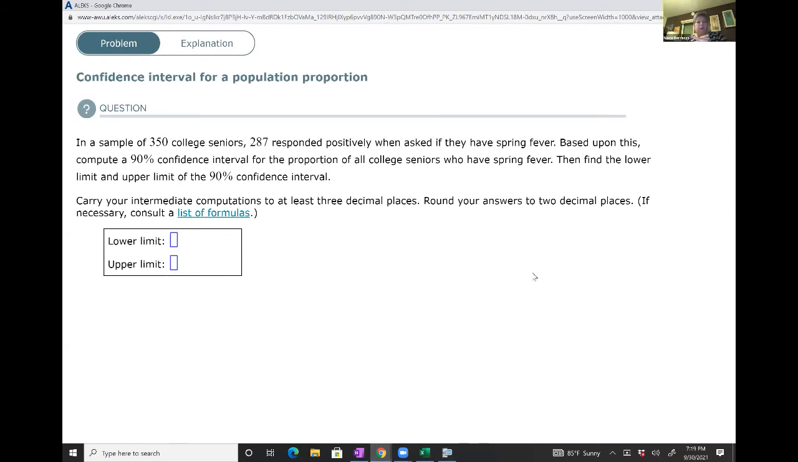There you go. Here's another question. Let's try this one together. So what's your p hat? What's your confidence level? What's your q hat? What's your formula, etc.? Is the p hat 287 over 350? Yes. And what's q hat?